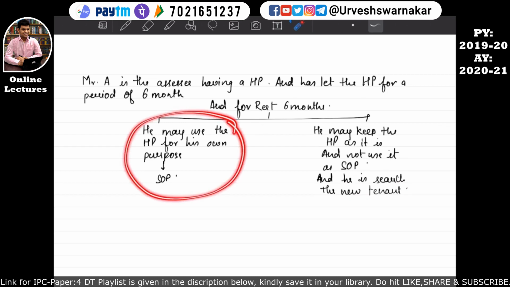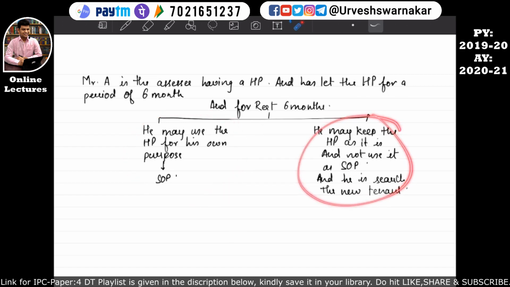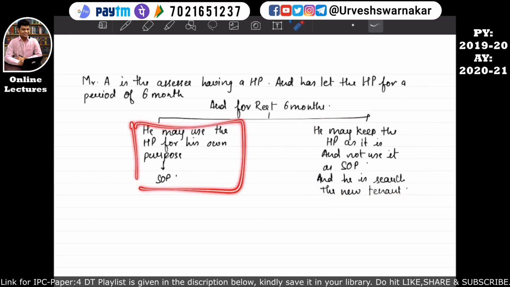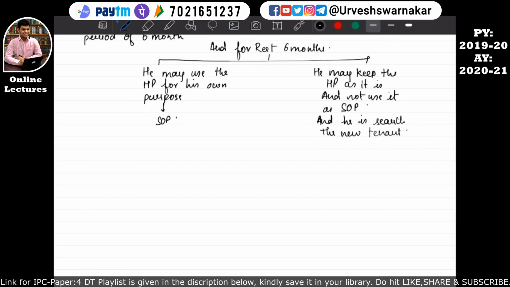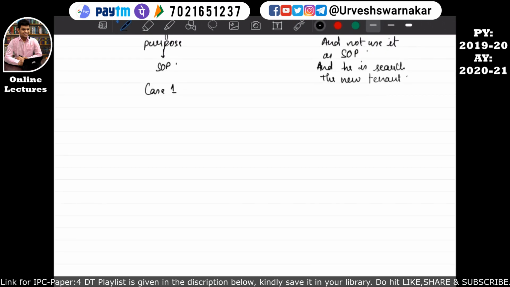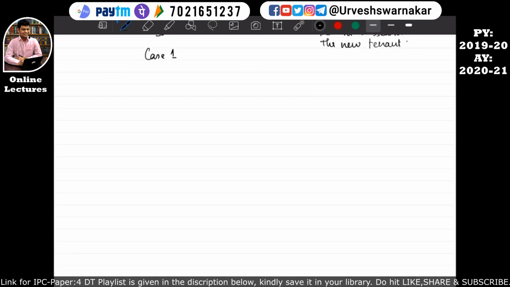So we will understand this first and then we will understand this, because this is basically known as vacancy period and this is known as the house property has been let out only. So let's understand this case 1. In order to understand case 1, we will take an example that for 6 months the actual rent was rupees 12 lakhs.